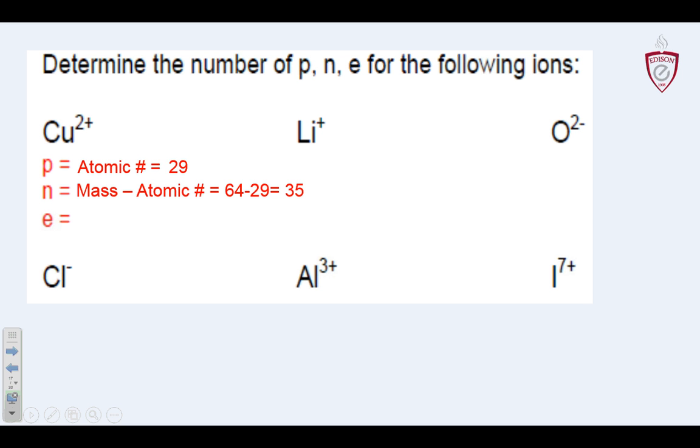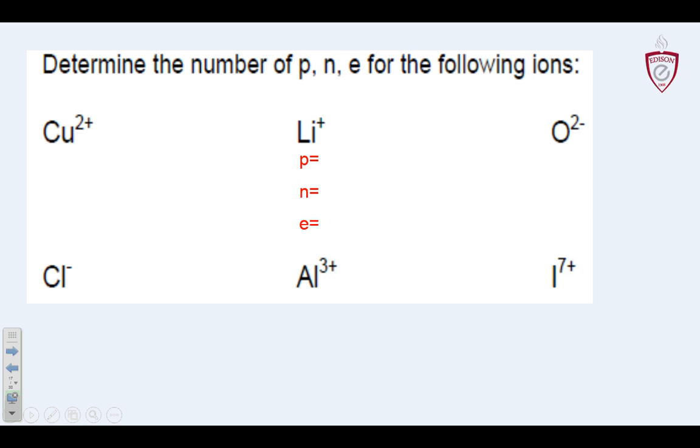64 minus 29, 35. Now to figure out the electrons, we're going to use that same protons minus electrons equation, but in this case, we know that we have a positive 2 charge, so we're going to change it. The protons minus the charge equals the number of electrons. So 29 minus 2 equals 24. Oops. Change it. The 29 minus 2 is 27. So don't write 24 in your notes there. That's a typo. Write 27. Now, see if you're listening. Yeah. We're going to see if you're listening.